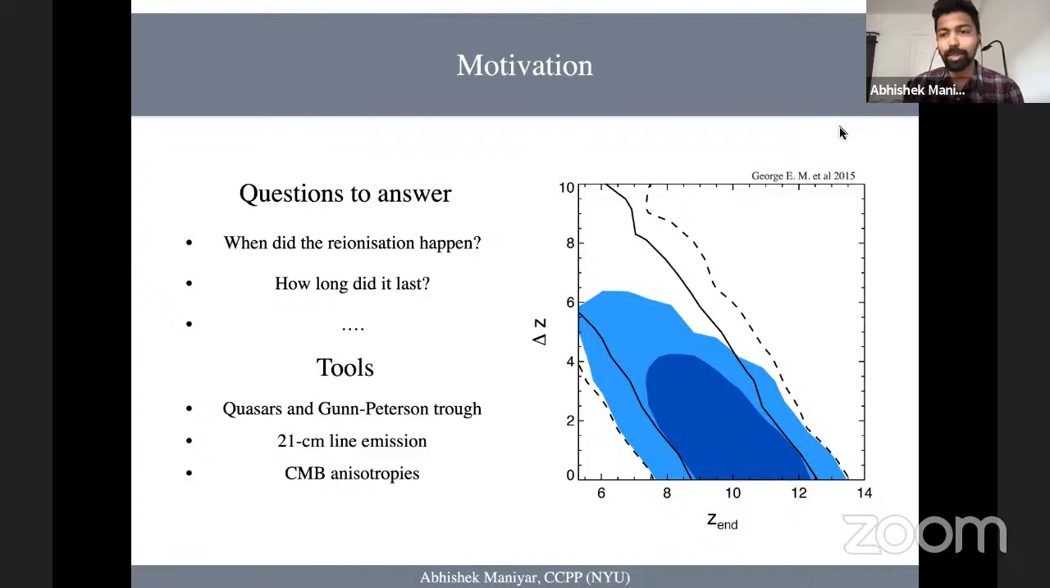The motivation for all of us trying to understand reionization: some of the pressing questions are, when did the reionization happen and how long did it last? There are several other questions as highlighted by Subodip and others today. Ultimately we would like to have a plot like this where we could constrain both the duration as well as the actual time of the reionization, beginning and ending together. That would be the ultimate plot to have, where we could constrain both quantities really well.